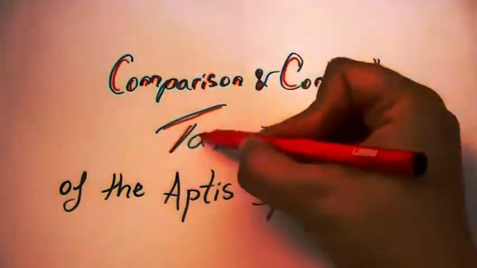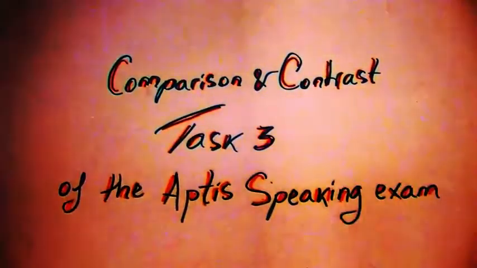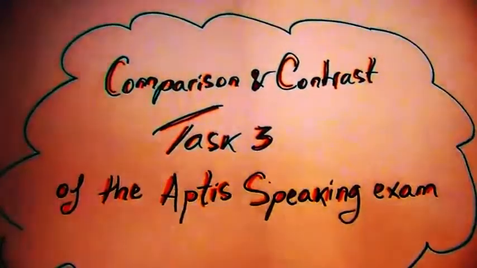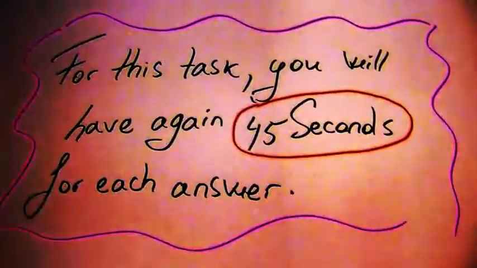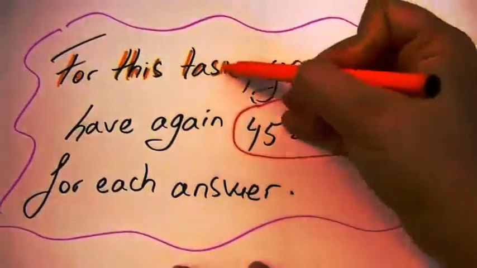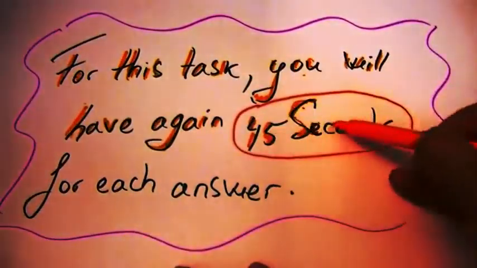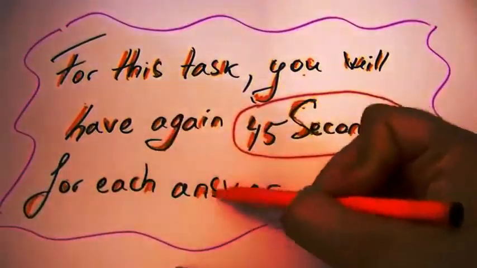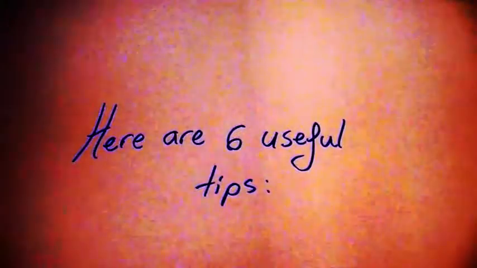Task 3 in the Aptis speaking exam also consists of 3 questions. This time it's all about comparing and contrasting. This is a task where you will have to put together everything I've told you about the speaking exam from the previous videos. Here are my 6 tips.